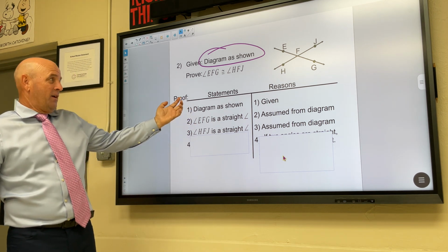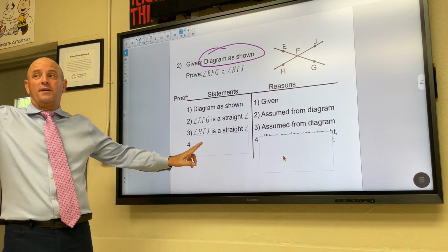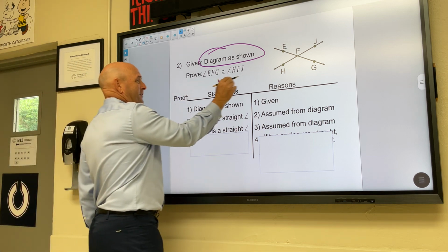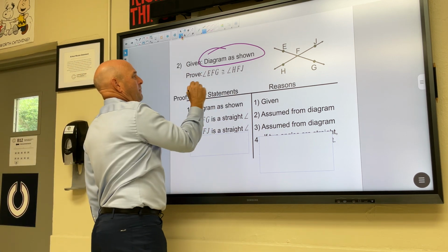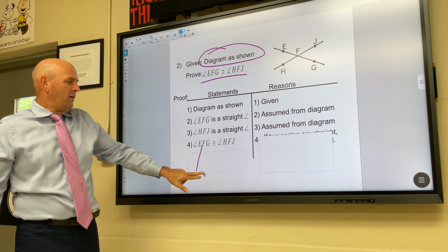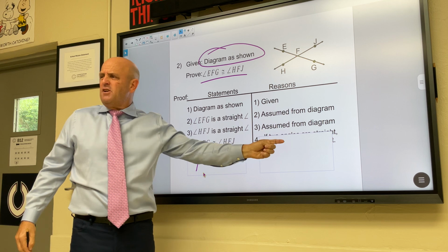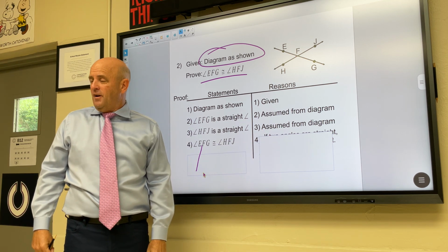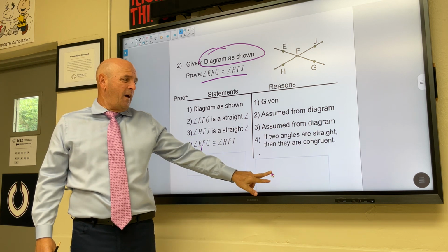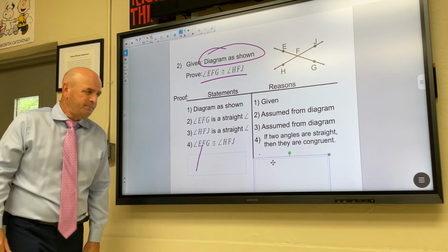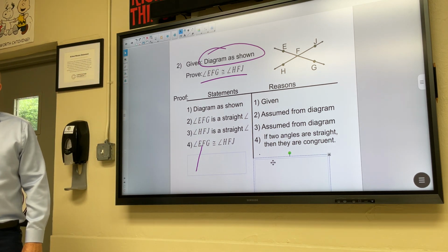And then of course, because they're both straight, I can go all the way to saying what? What can I say now? Remember, my last statement's going to be what I'm proving. So this is going to be that they are congruent. Is this because of definition or the theorem? Rueda? The theorem. What did the theorem say? If two angles are straight, then they are congruent. You wrote all that down already? Okay, you're fast.